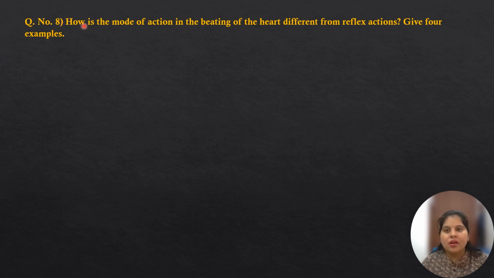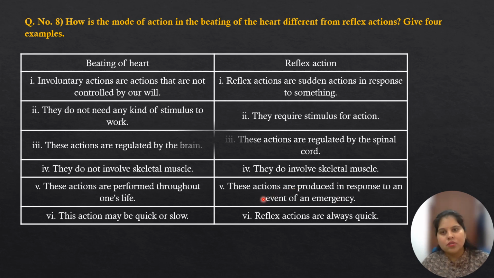Next question is, how is the mode of action in beating of the heart different from reflex actions? Give 4 examples. So in this you have to explain how the mode of action of beating of the heart is different from reflex actions. So beating of the heart is an involuntary action. Reflex action is also an involuntary action. Beating of the heart is involuntary and not controlled by our will.